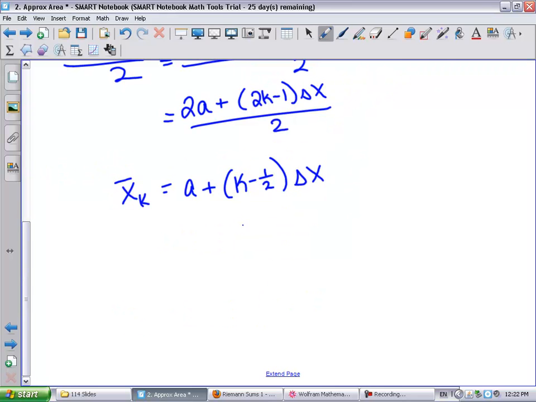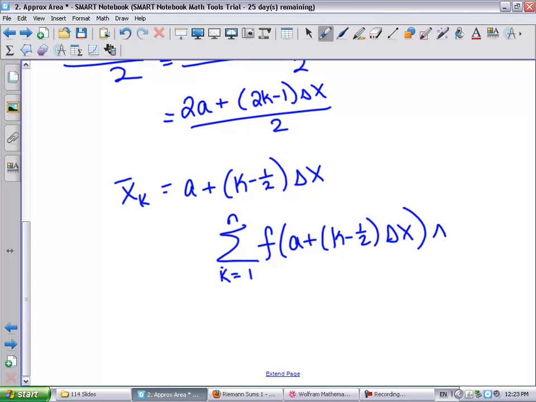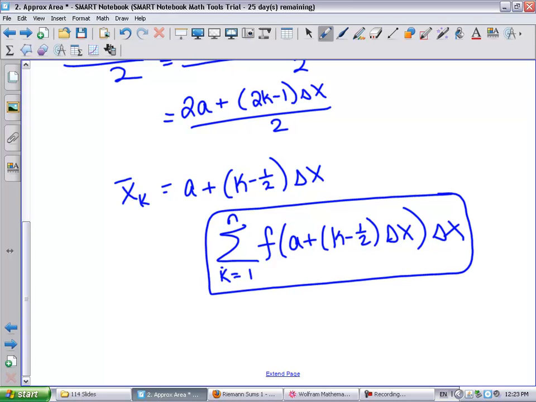And so your final midpoint formula is the sum k goes from 1 to n of f of a plus k minus a half delta x times delta x. So those are your three formulas you want to remember: the midpoint, the left, and the right Riemann sums.